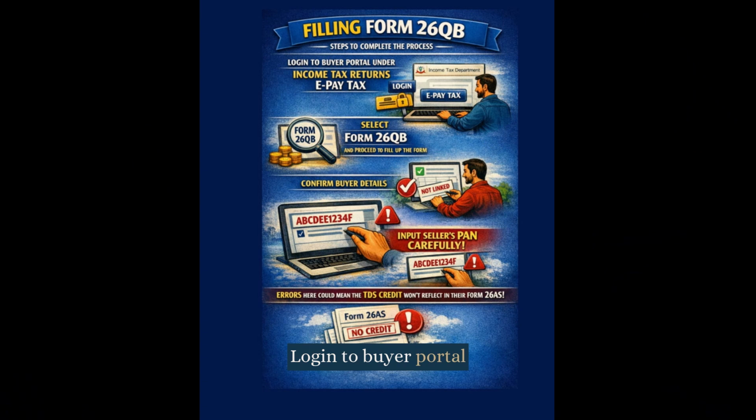Log in to the buyer portal under Income Tax Returns, ePay Tax. Select Form 26QB and proceed to fill up the form. Confirm buyer details and then input the seller's PAN carefully. Errors here could mean the TDS credit won't reflect in their Form 26AS.